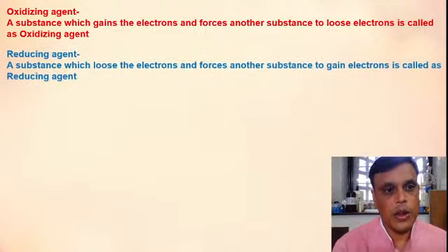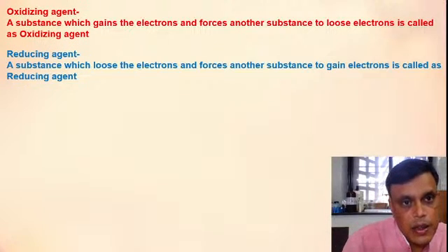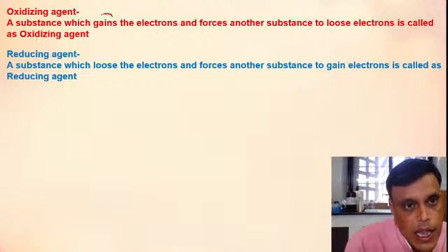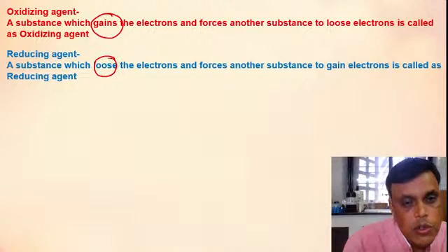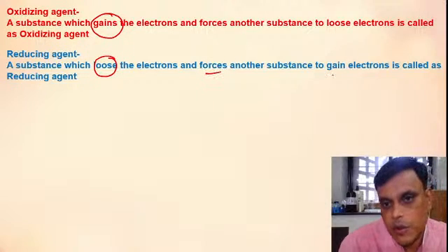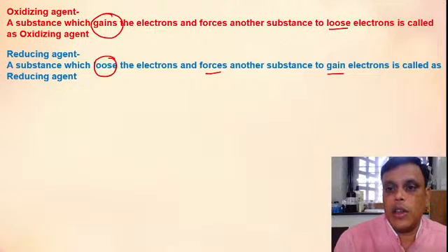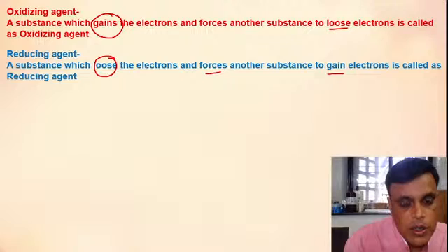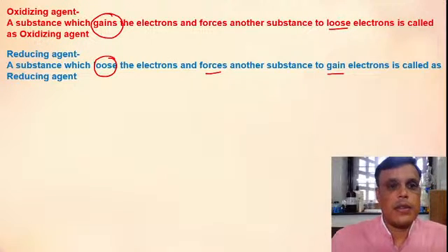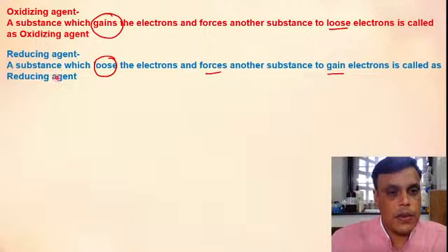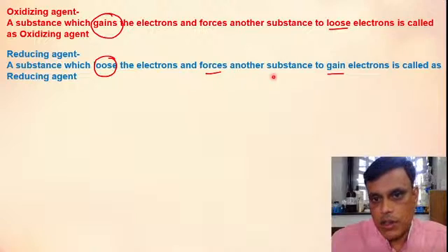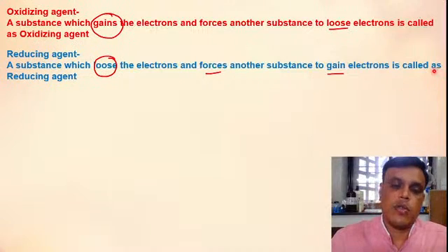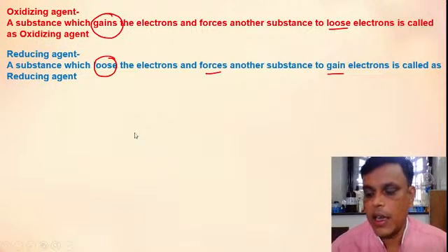Then next, reducing agent, a substance which loses the electron. See here, यहाँ पे क्या था? Here gains the electron था. यहाँ पे क्या है? A substance which loses the electrons and forces another substance to gain the electrons is called as a reducing agent.